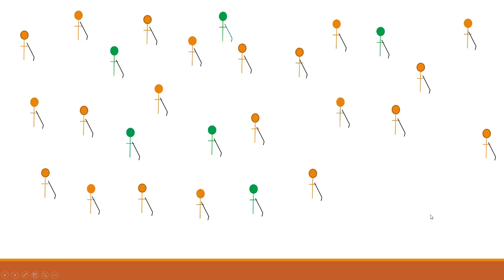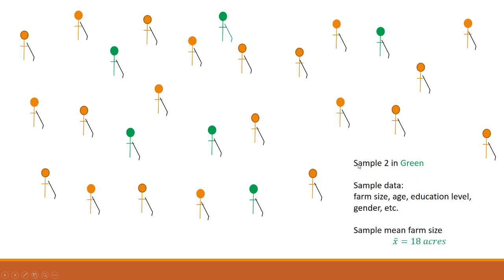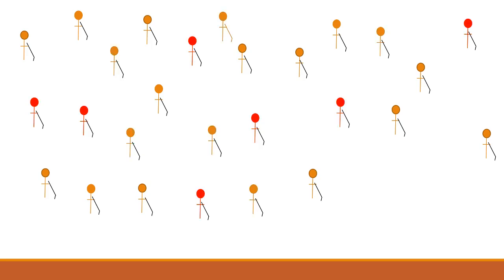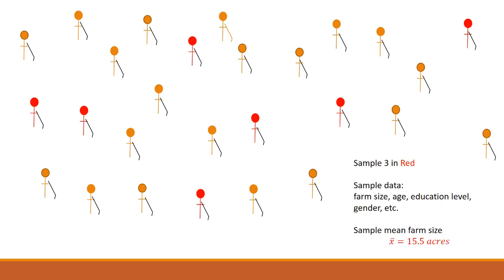But let's say I collected a different sample. This time, I'm collecting a sample in a different random subset of the population, and I'm indicating this different subset with green. So sample 2 is in green. This sample mean is 18. You see, the sample means are different. They're both estimates of the true population mean, but each of them is different. We could do another example. Let's say this is another sample in red, and the average for sample number 3 is 15.5.